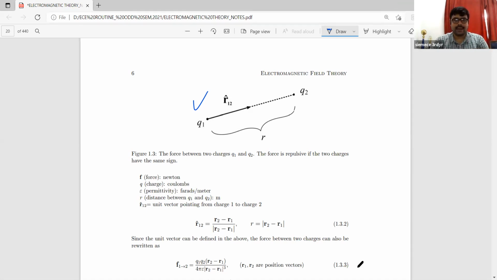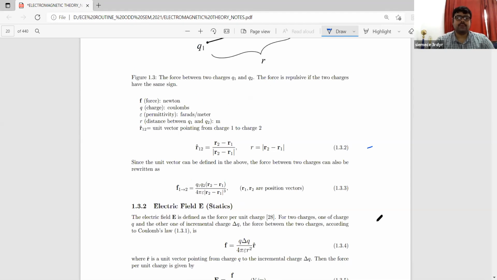So they have written R12 cap, because this is a known thing. You have studied this in your physics classes also. So R12 cap equals R2 minus R1 divided by the modulus of R2 minus R1. And what is this R? R is the distance between these two, that means R2 and R1. Why have we taken the modulus sign? Because irrespective of the sign, positive or negative, we can calculate the value of R. Since R12 cap is a unit vector, we have considered it this way.